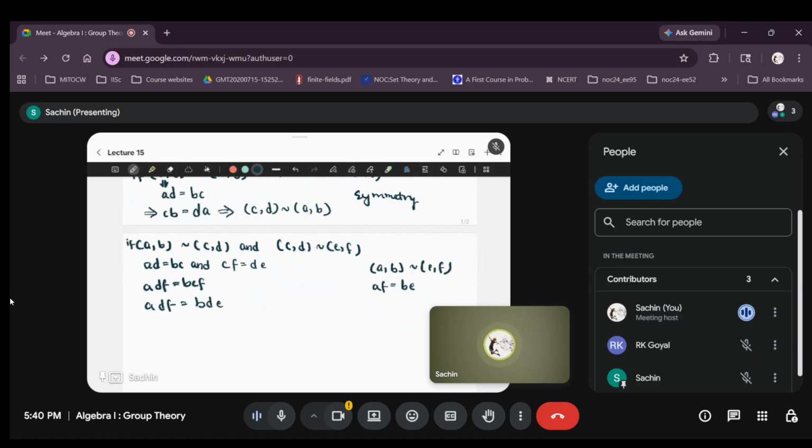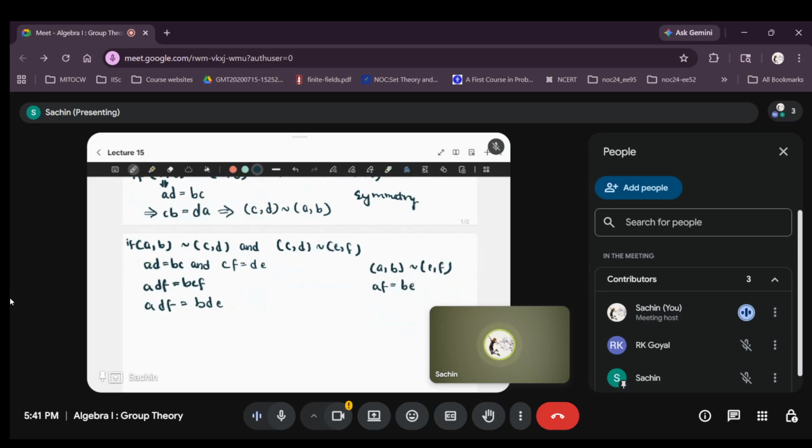But in that case, if D is 0, then B, like I showed earlier, must also be 0 and then F must also be 0. So in that case, A comma 0 is always related to E comma 0. So AB is related to EF directly.